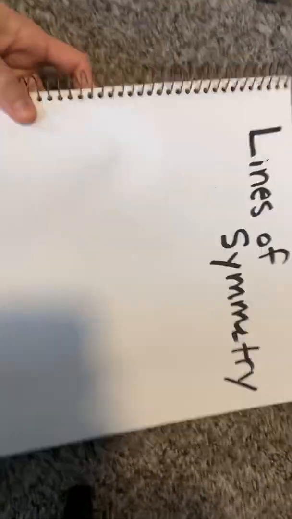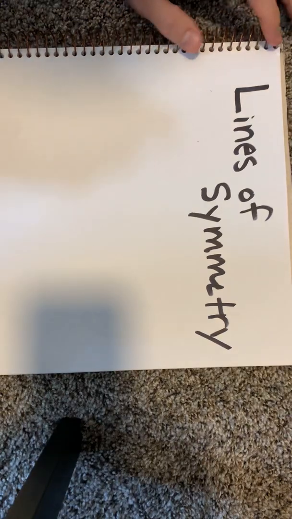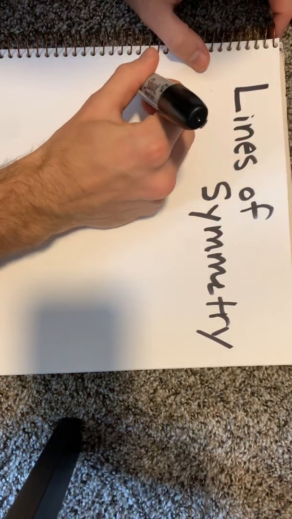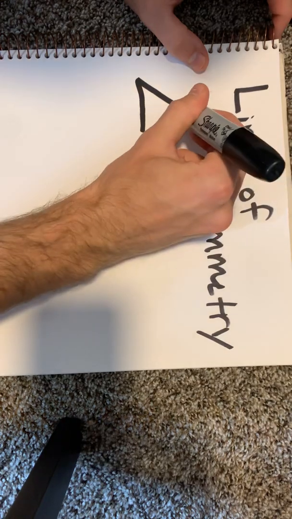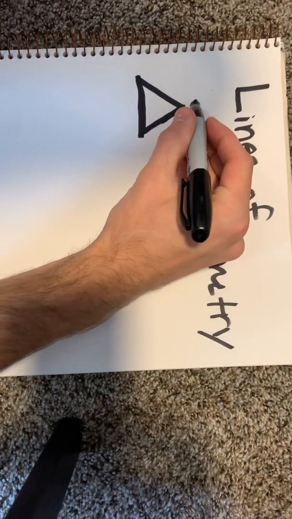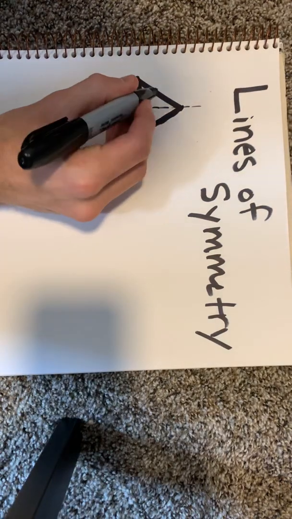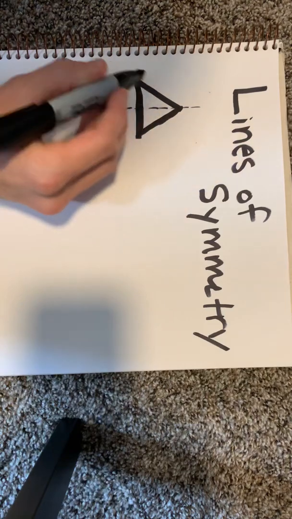So, lines of symmetry. What a line of symmetry means is that we can take a shape and cut it in half somewhere. We can draw a line through it somewhere and it will look the exact same on both sides, much like our reflections. So let's start with my triangle here. There's somewhere where I can cut this in half and it will look the same on both sides. I'll show you right here. This side looks the same as this side. That is a line of symmetry.